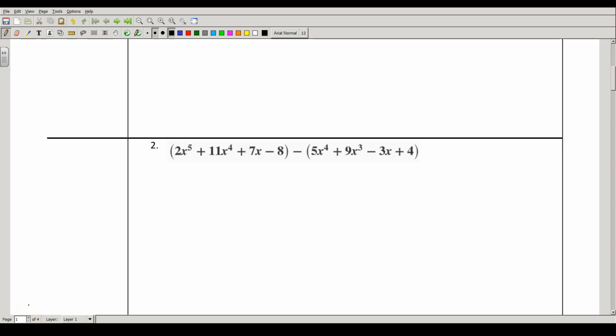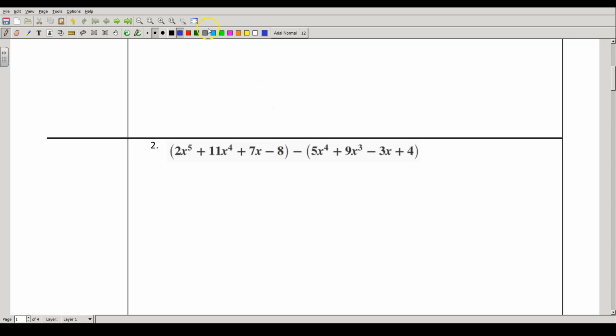All right, let's look at example 2. Example 2 is just subtracting polynomials. If we remember that subtraction, if you define subtraction, it's addition. It's adding the opposite. Really, we can treat this problem very similar to the one before that.